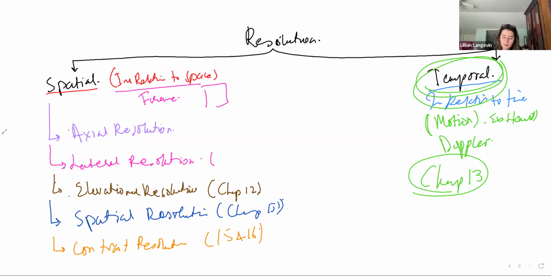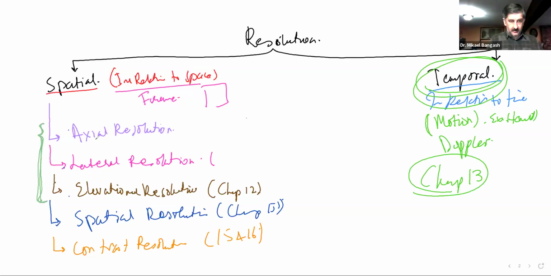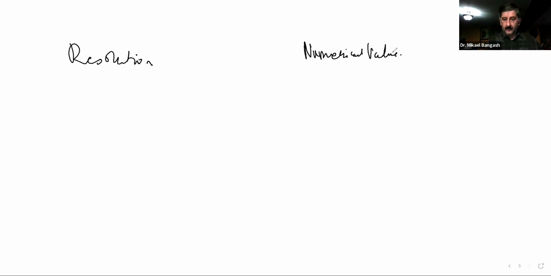Now, primarily, if we take these three fellows here and compare them up against one another. So we said, let's do this one. We're going to have what we'll call resolution. Now, when we talk about these three resolutions here, axial, lateral, and elevational, you mainly are going to hear a term being used that's going to be a numerical value.